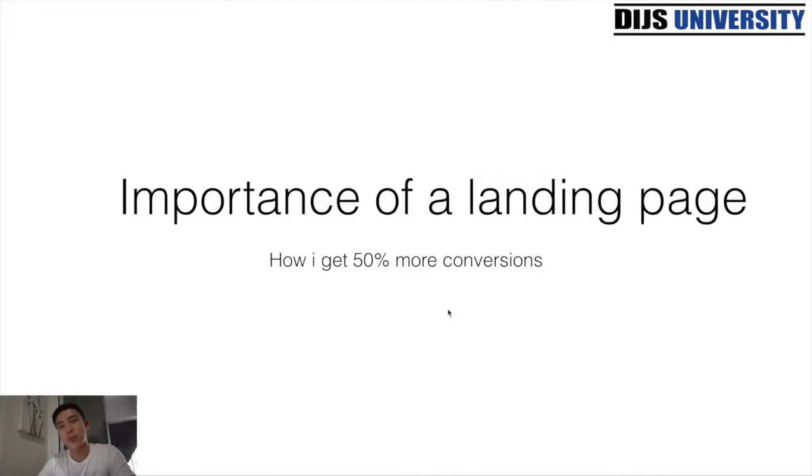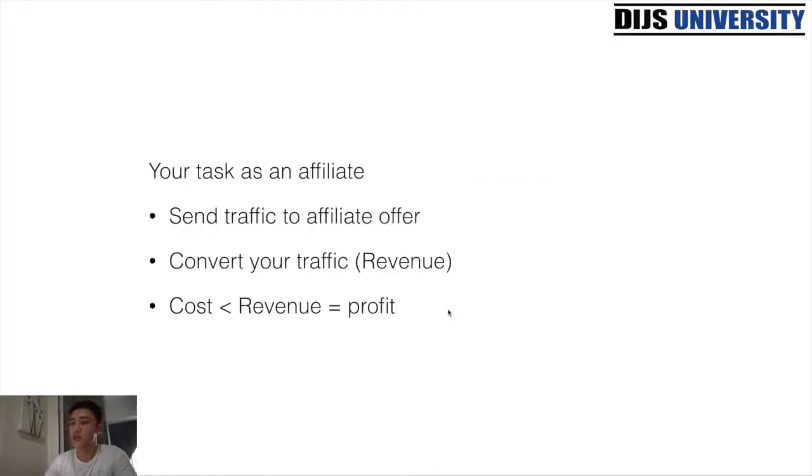So why is it so important to have a good landing page? Let's first just define our task as an affiliate. Our main task is to send traffic to that affiliate offer, and not only send traffic but also convert your traffic. May that be filling in a lead form, so having a lead gen campaign, or buying a digital product or buying a physical product. Just make sure that you have your traffic converted. In the best case we aim to generate more revenue than cost, so we have profit.